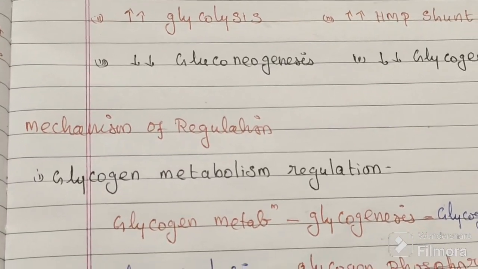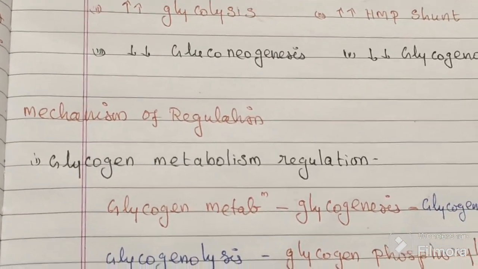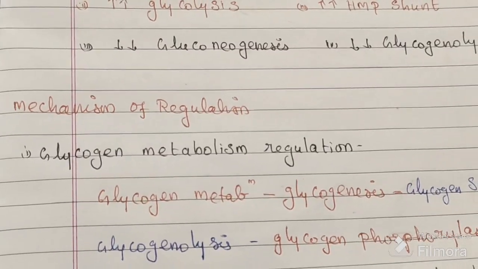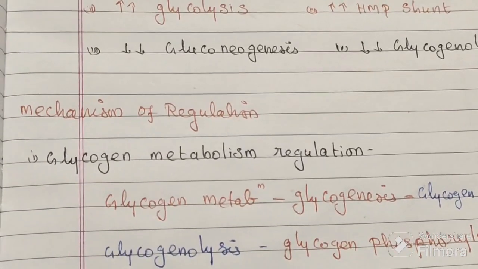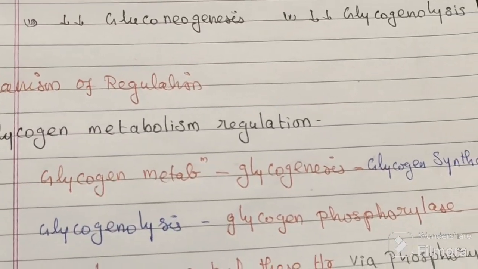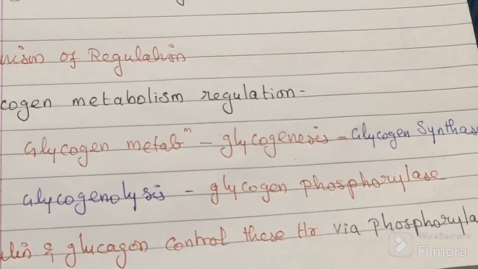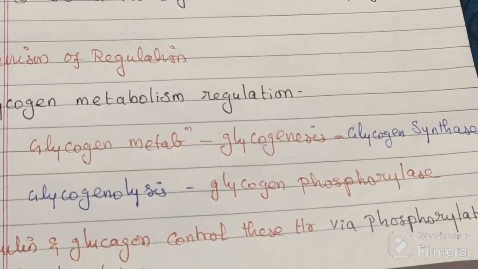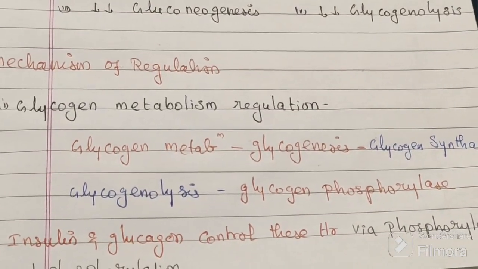Now coming to the mechanisms of regulation of blood glucose level. First we'll discuss the regulation of glycogen metabolism. It is important to see how insulin and glucagon regulate the blood glucose level via regulating glycogen metabolism. The key enzyme for glycogenesis is glycogen synthase, and for glycogenolysis the key enzyme is glycogen phosphorylase. Insulin and glucagon control these two enzymes via phosphorylation and dephosphorylation. Glycogen synthase is active in the dephosphorylated state.